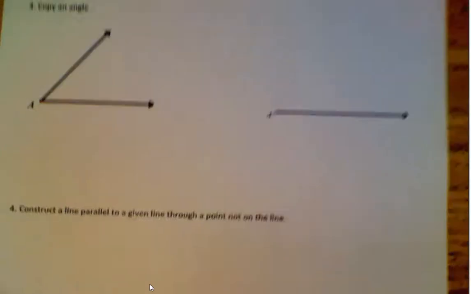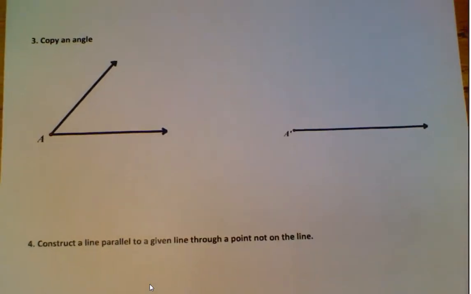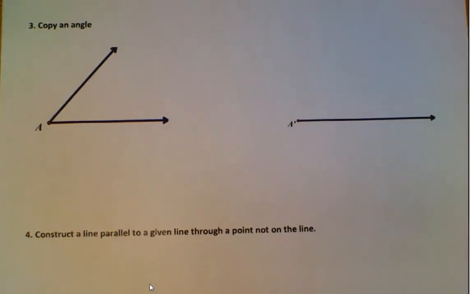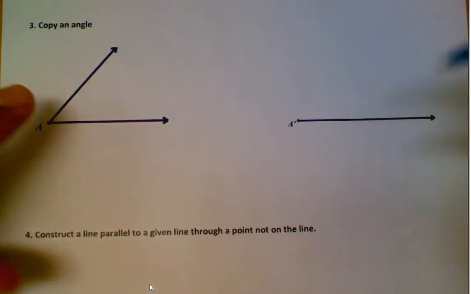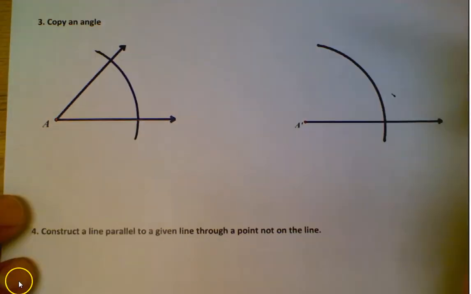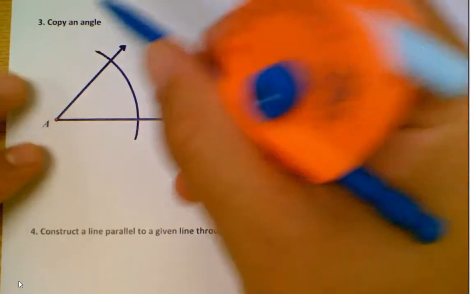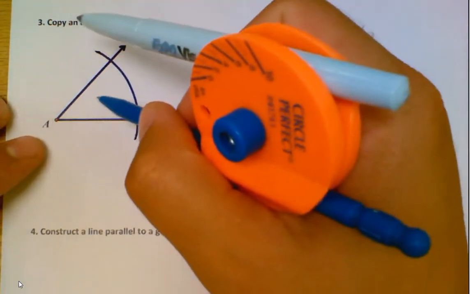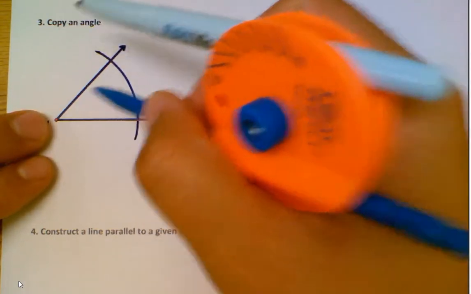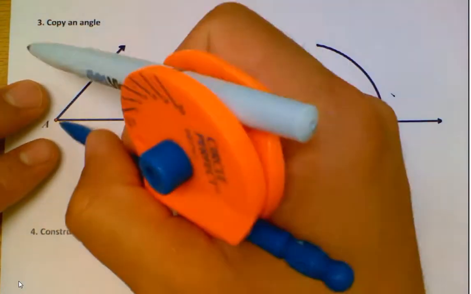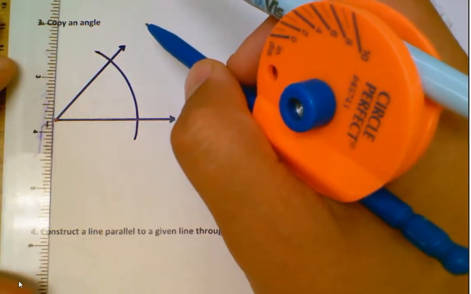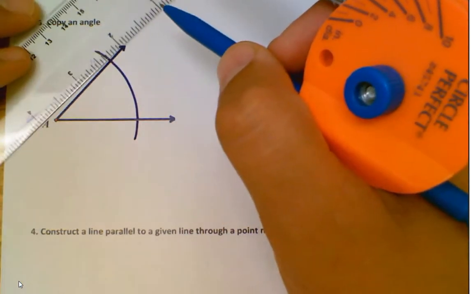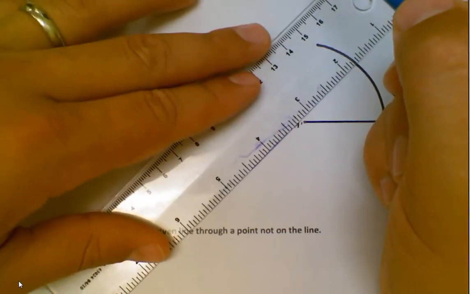Okay, so now let's do the construction where we copy an angle. All right, so here's my angle, angle A, and we want to copy it over there. The measure of an angle is how much space there is between the rays, and we measure that in degrees. This angle is about 45 degrees. An angle that's perpendicular is 90, so half of that would be 45. We need to make a 45-degree angle over there.